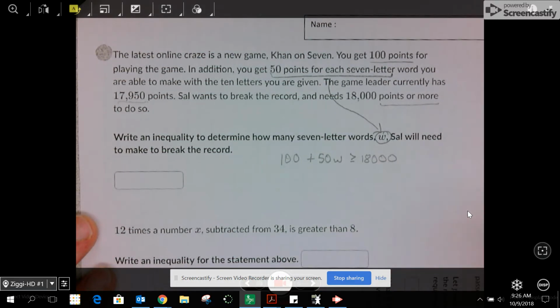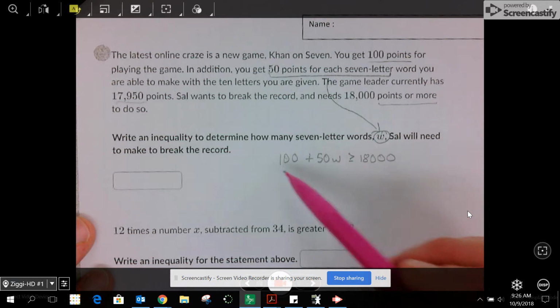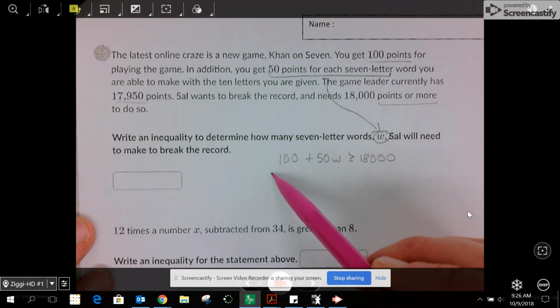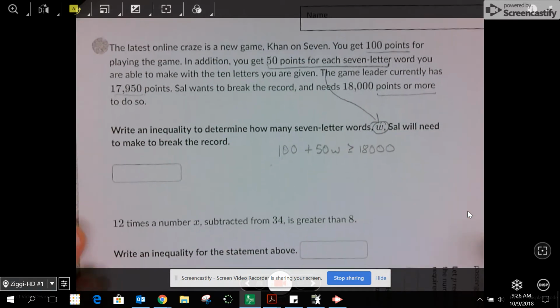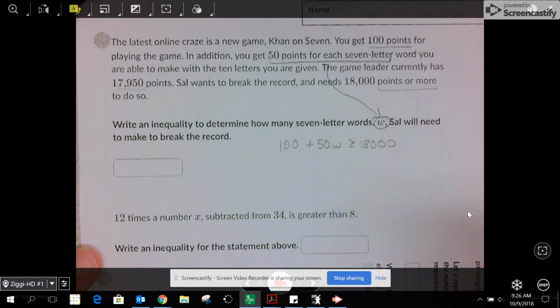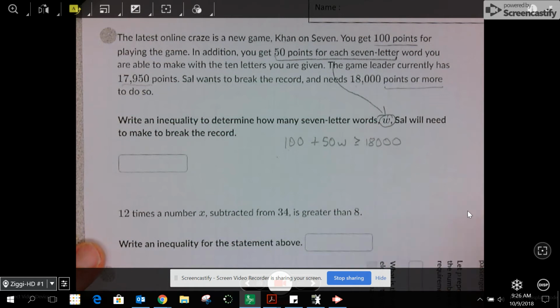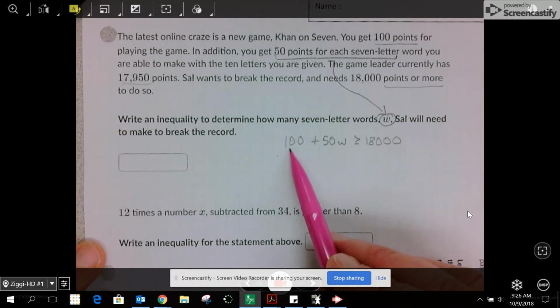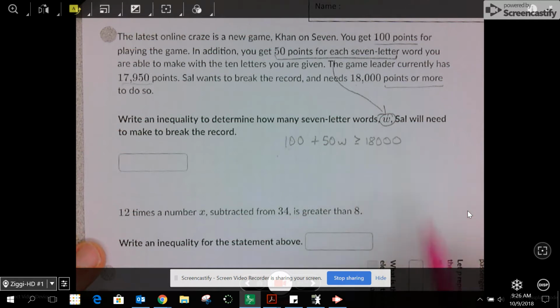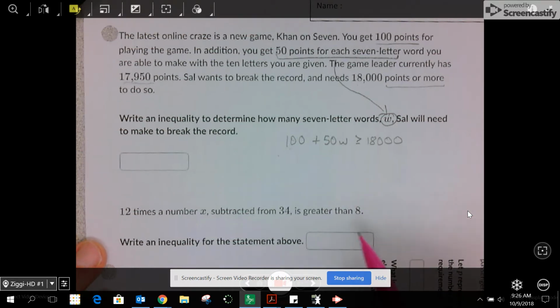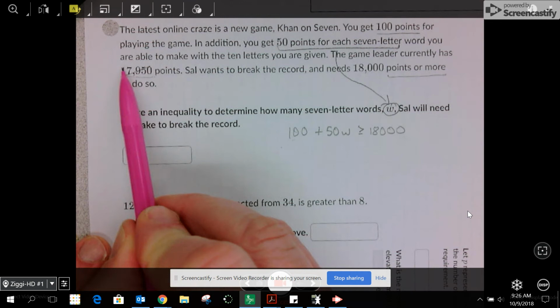I see a lot of you working in the wrong direction and trying to put 18,000 over here. You can do it that way, but then you have to flip the inequality. I don't have any doubt that you can solve that, but being able to set it up. The other way would be to go ahead and subtract 100 right away, but this number over here is just kind of an extra. We don't even really need it.